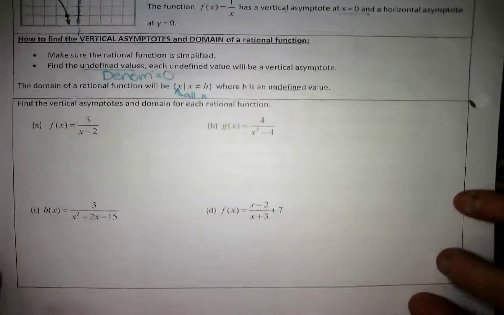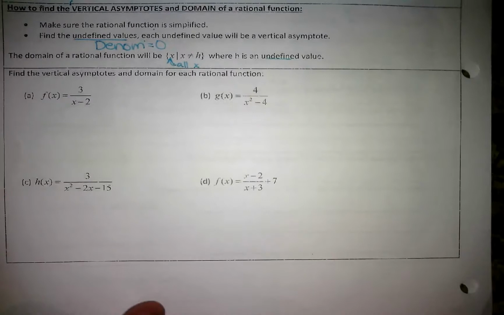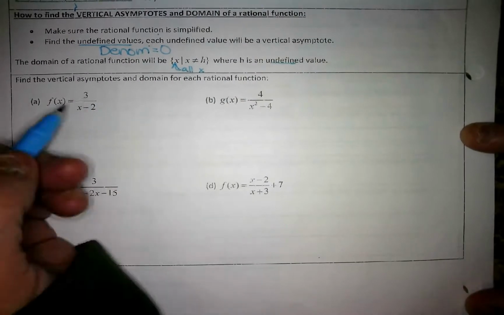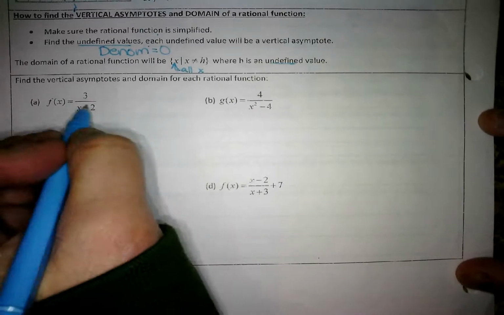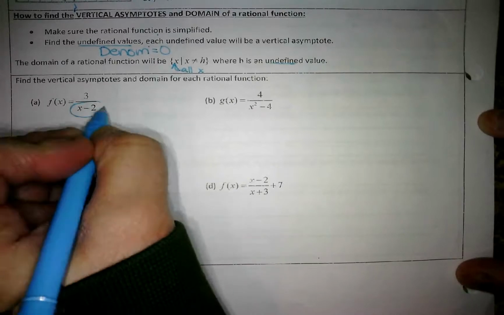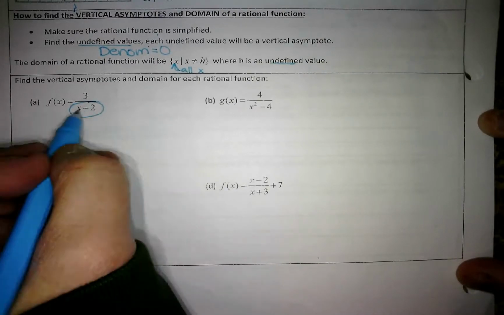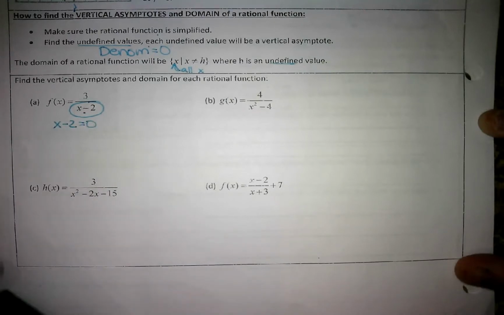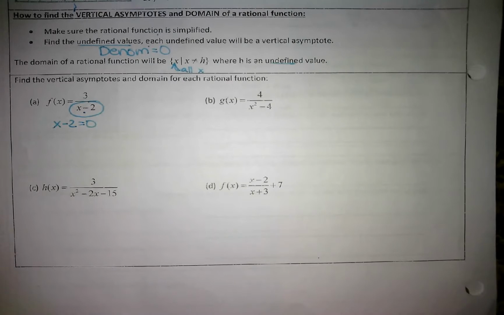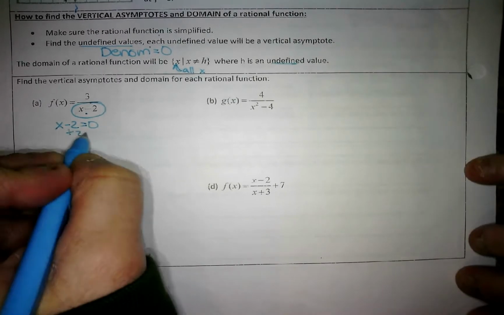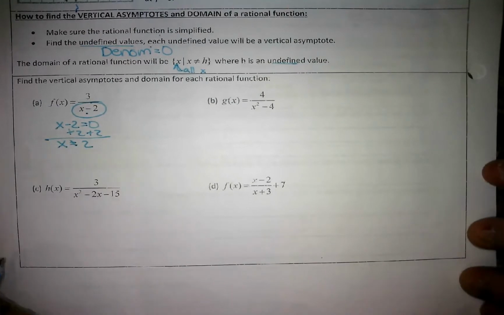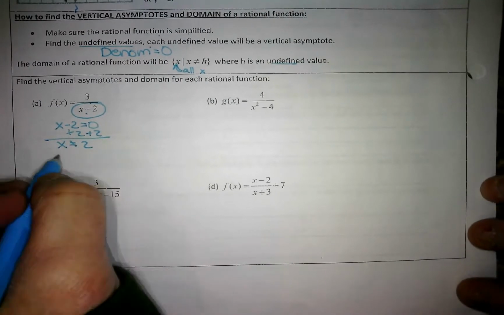Let's find some vertical asymptotes here. The first thing we need to do is make sure that this is simplified. There's nothing I can cancel and nothing I can factor, so this is simplified. All I care about for vertical asymptotes is the denominator. So I'm going to take that denominator and set it equal to 0, and I'm finding my undefined values. We've been doing this all along, saying x cannot equal this value. So plus 2, we get x cannot equal 2. Well, that's our vertical asymptote right there.